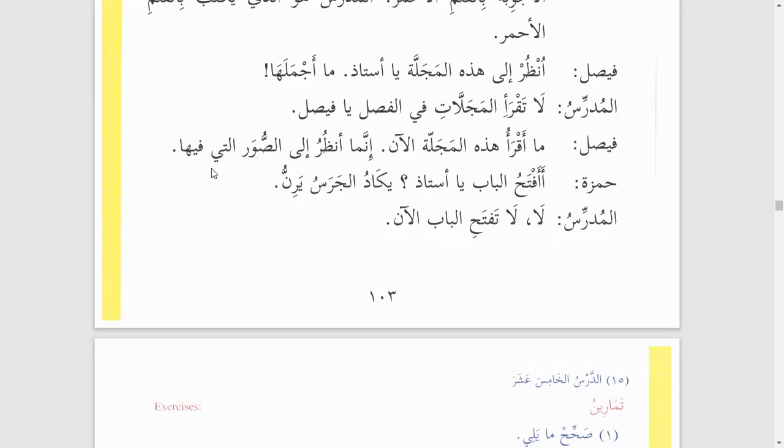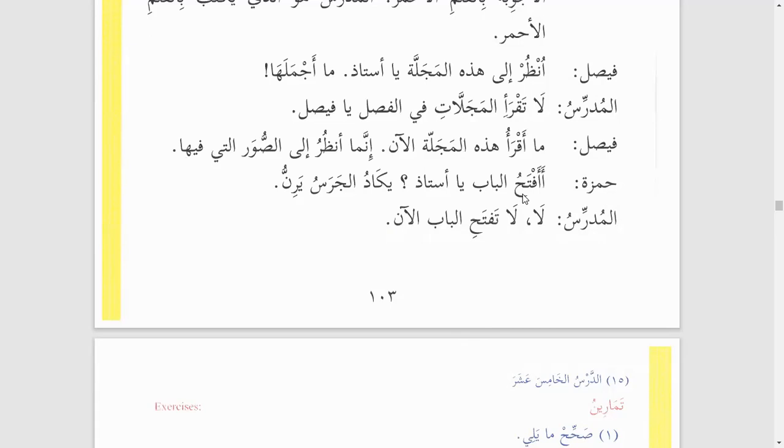Majallatan. Yes. Okay, Ustad. I am only looking at the pictures that are inside it. Allati fiha. Okay, ha refers to what? Majalla, sir. Yes, to the magazine. Yes, I need someone new here. Hamza, is there anyone else? You are Hamza now, sir.